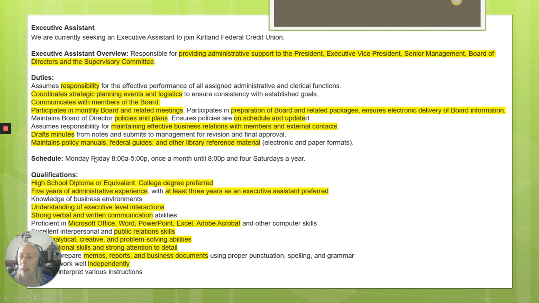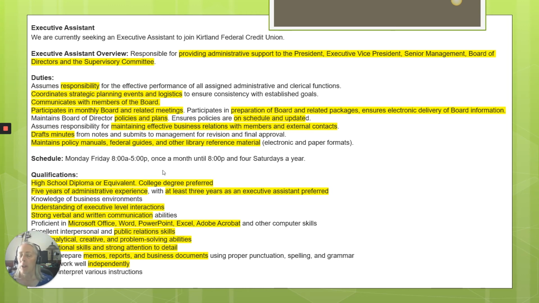So in this one, they need people who are responsible, who can coordinate, who can communicate, and look at who they're communicating with. They're not just saying we need somebody with communication skills. They need somebody who can communicate with the members of the board. So this is a different level.